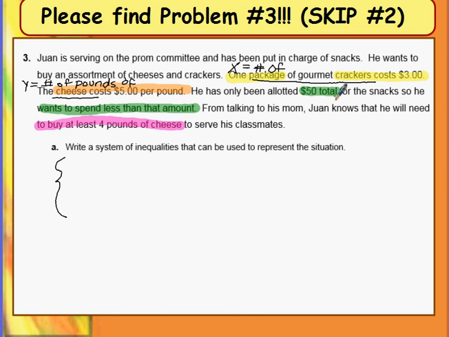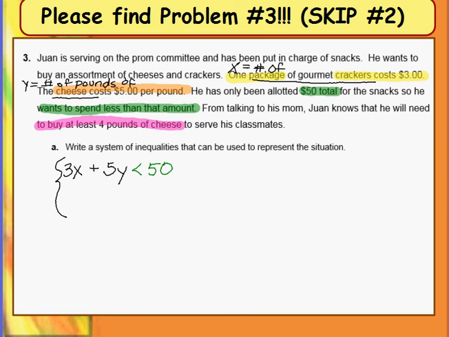So now that I have some variables chosen, let's use our constraints. He's only allotted $50. So he could spend less than $50, or he could technically spend equal to, but then later it says he wants to spend less than that. So let's say less than $50 is his goal. So if he wants to spend less than $50, and we're unsure of how many packages of crackers, but we do know it's $3 each, we could say 3 times x. We'll find the cost of the crackers. We have to add on the cost of the cheese, which is 5 times y.